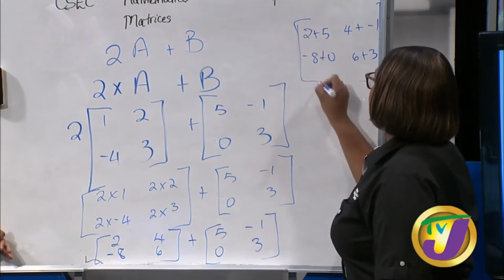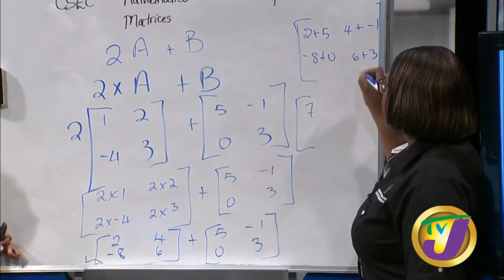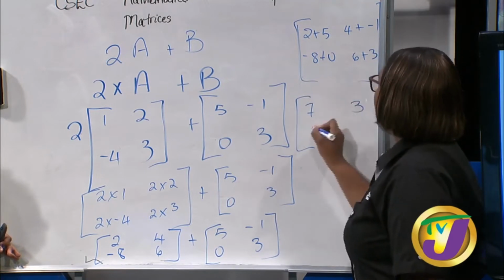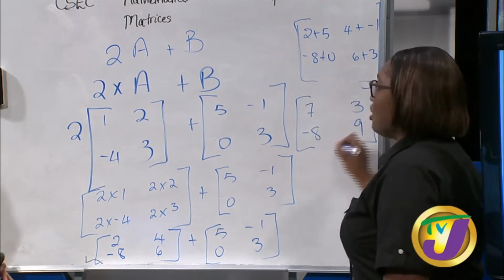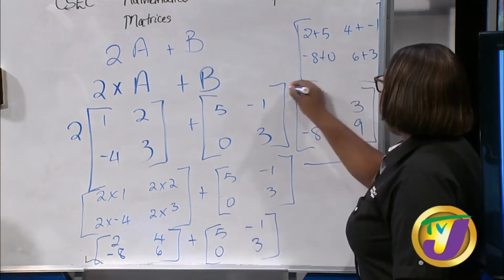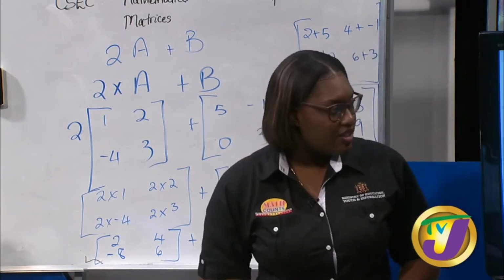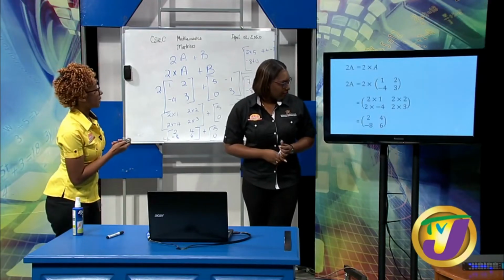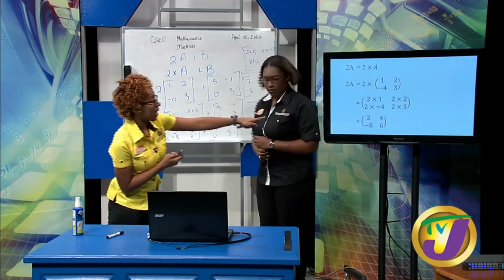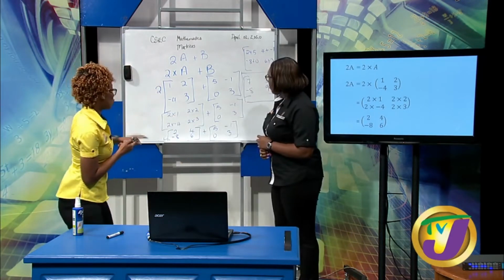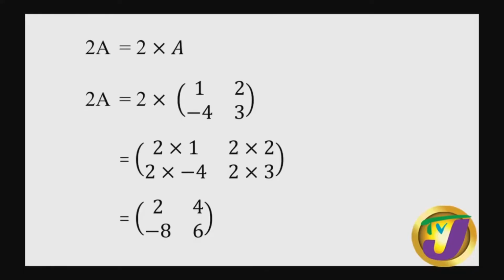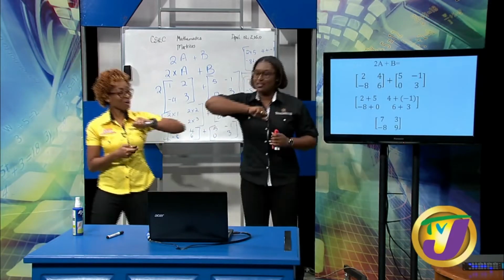So let's look at our results. So we're going to have 7, 3, negative 8, and 9. So our result is a new matrix 7, 3, negative 8, 9. Good job. So let's check this. Let's check to see if Brittany is correct. So she would have had the correct answer for 2A, which is 2, negative 8, 4, 6. That is indeed correct. And the final response now would give us 7, 3, negative 8, and 9. That's correct, Brittany. Awesome. Good job.